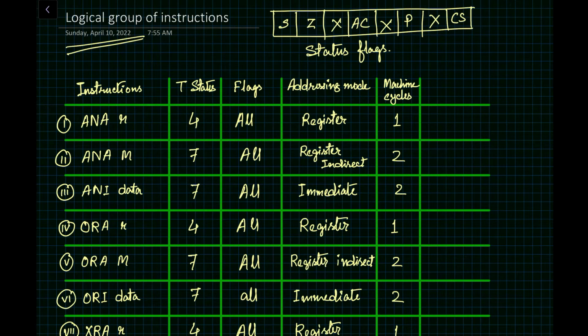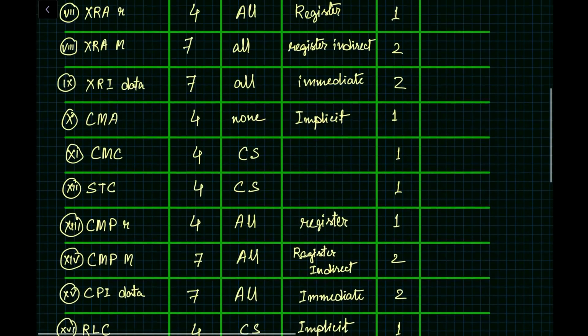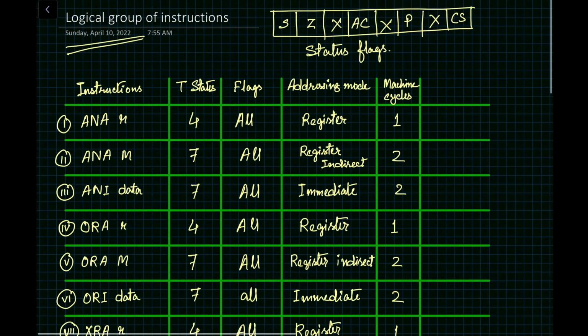Sometimes the data is given in the instruction itself, so we will understand all the instructions for the 8085 microprocessor one by one. I have made one table here, where I have written all the 19 instructions that fall under the logical group category. First of all, I would request you to go through the video on the status flags. We will see the status of different bits in the status flag in this table.